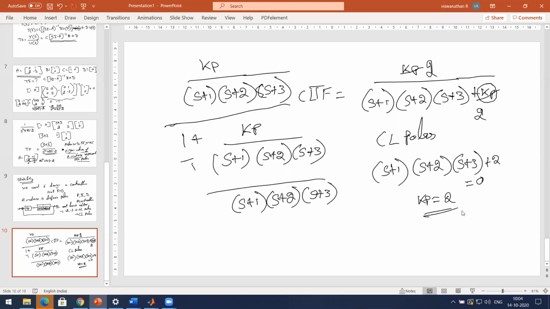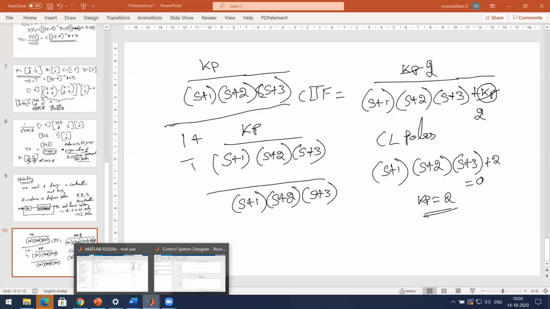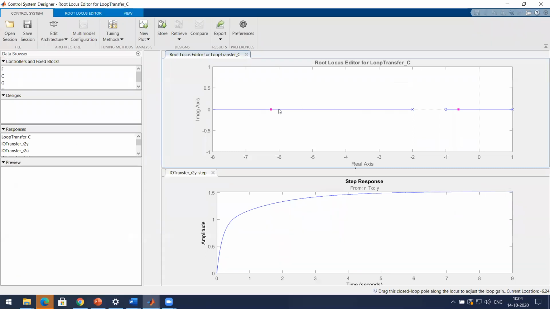Now, the disadvantage with this root locus is you can move only in this direction, along the loci. Along the points only you can move. Can you move it upwards? Can you move it in the y direction? No, sir. You cannot move. It will not move. So it will move only in this direction.